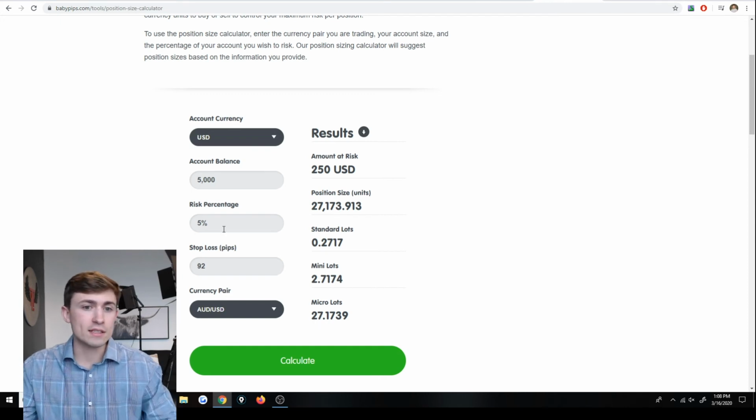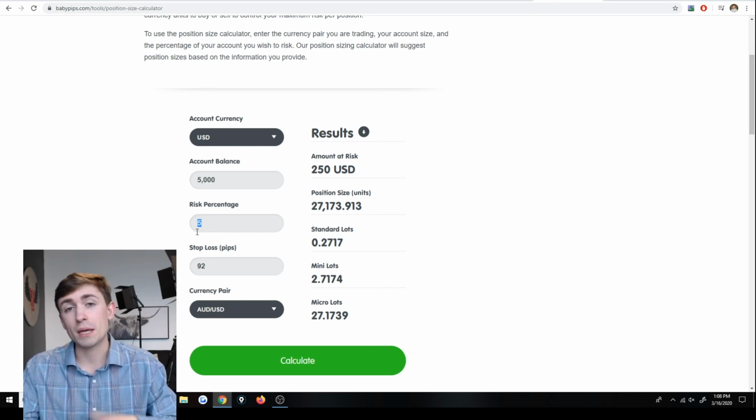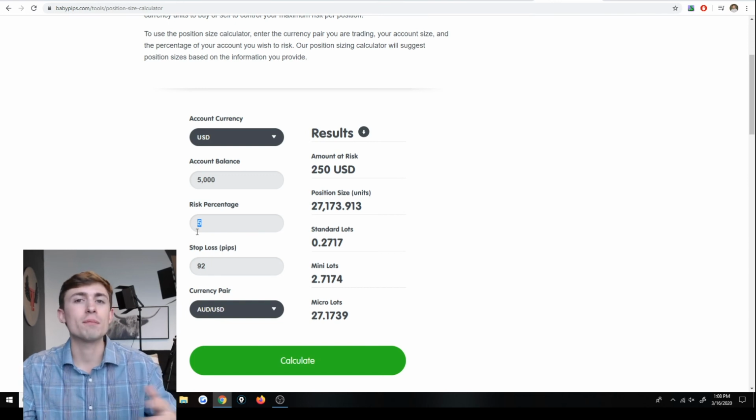If you have, let's say, 3 trades that go bad in a row, suddenly you're at 15% drawdown. You lose 2 more, and now you're at 25, and it's very quickly becoming a tough situation to deal with. So to me, I would use something personally from 1 to 3% at the highest of my trading account.